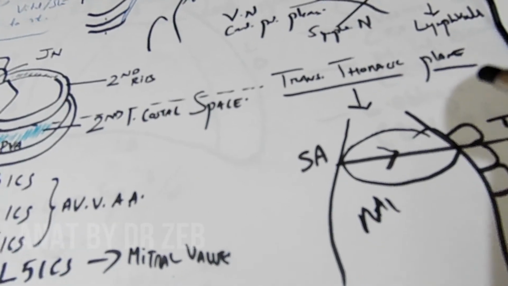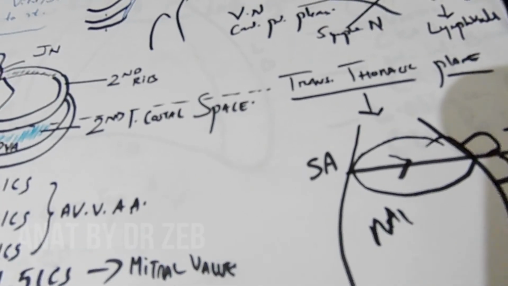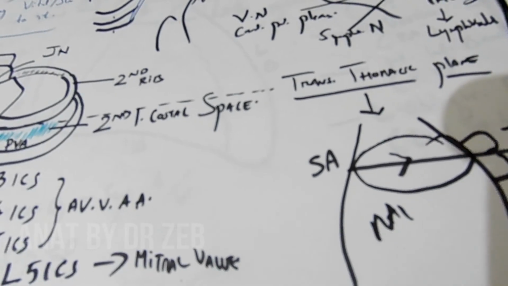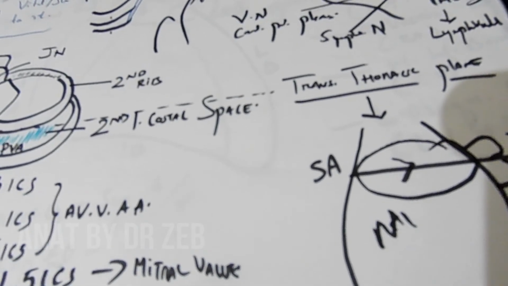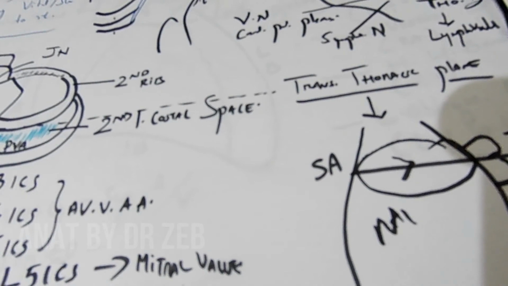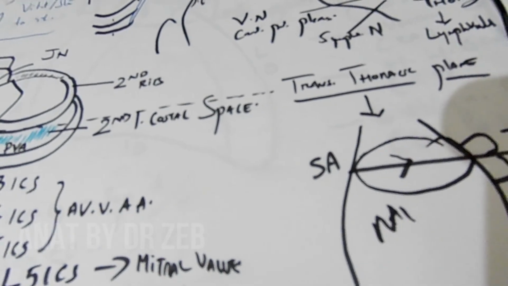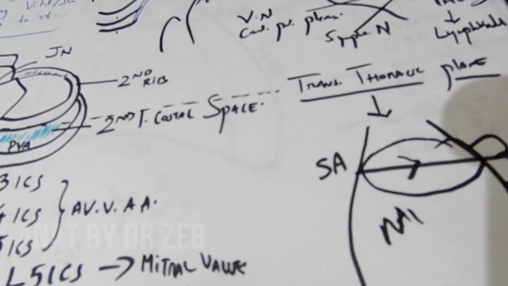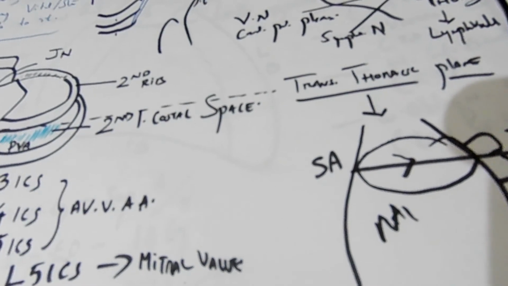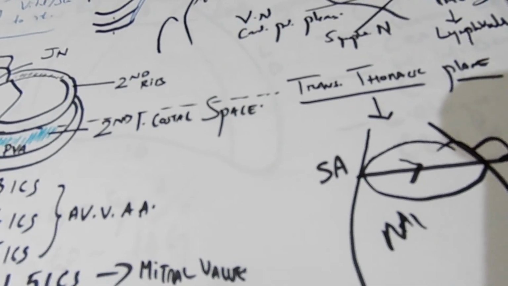To remember this, I cannot make the video very boring and long. This is how simple it is to understand the sternal angle, the angle of Louis, the RAT plane. Remember the transthoracic plane. Remember the intercostal spaces and the favorite places for auscultation of the heart.